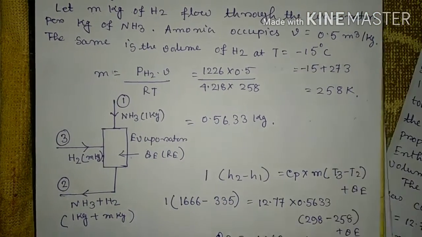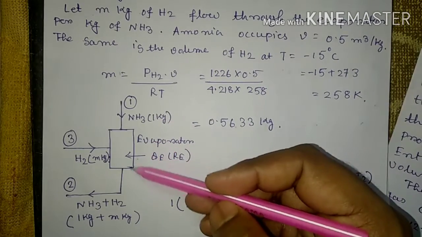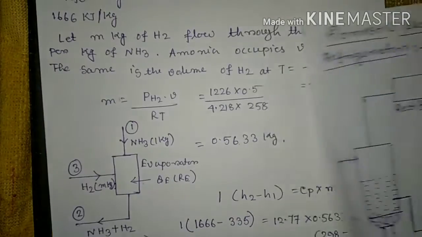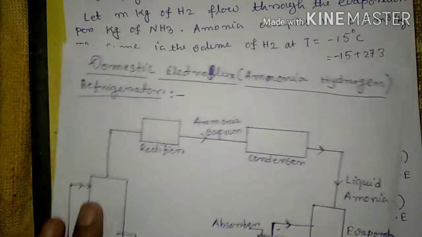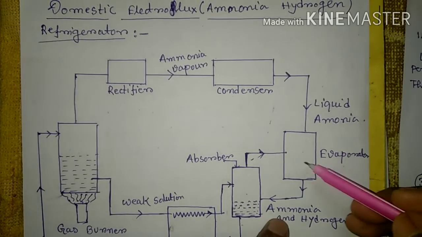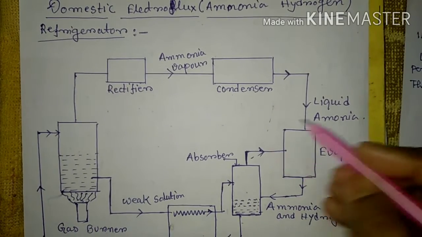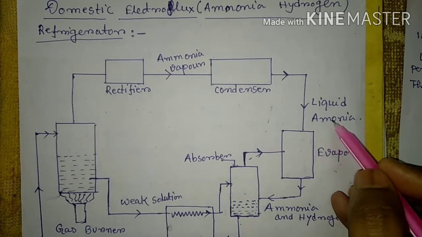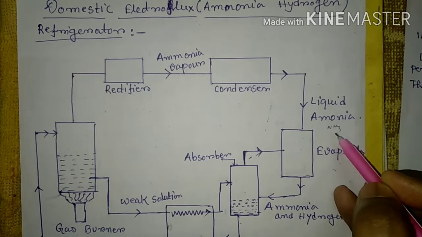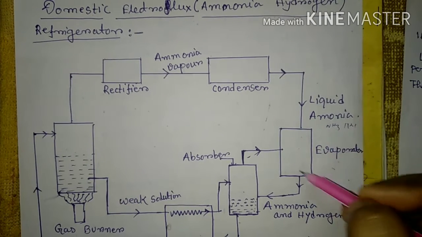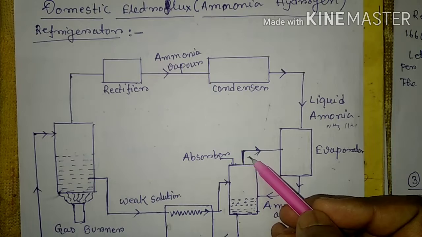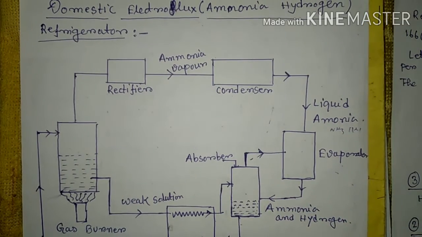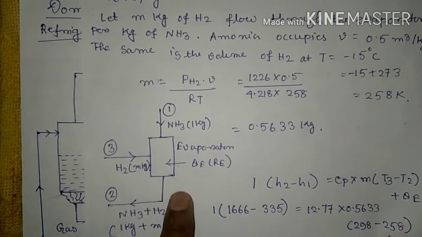In these sections, the liquid ammonia enters the evaporator, and this is the strong ammonia solution. As you see in this diagram, suppose this is your evaporator section. Now, this is an absorber. If you connect liquid ammonia, that is NH3, 1 kg is added in the evaporator. The absorbent is hydrogen, m kg, so the total ammonia and hydrogen will be 1 plus m kg, right?